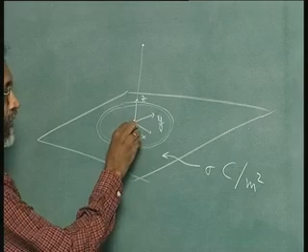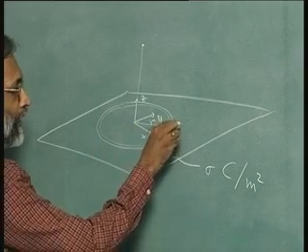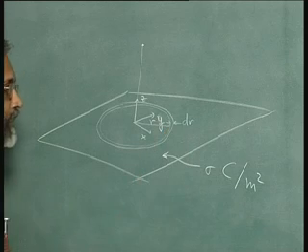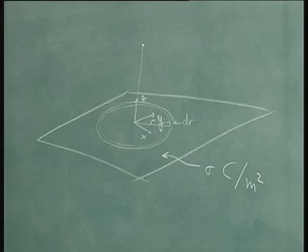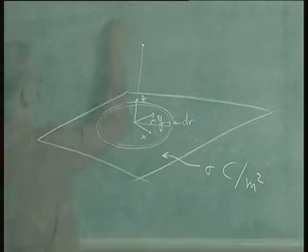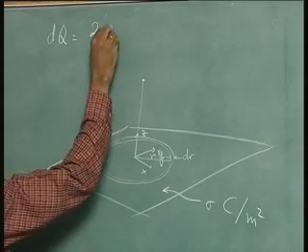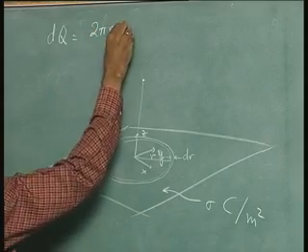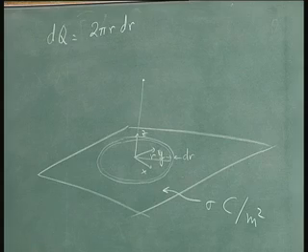So, you have a ring whose radius is r and the thickness of the ring is dr. The amount of charge in that ring, dq, is equal to the circumference of the ring, 2 pi r, times the thickness of the ring, dr, times, of course, the sigma.